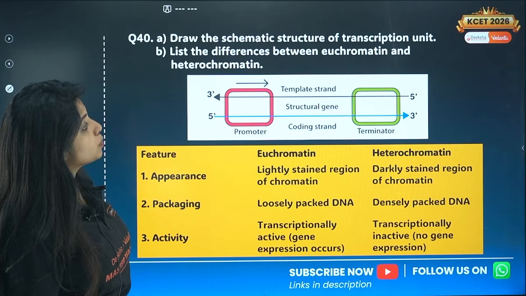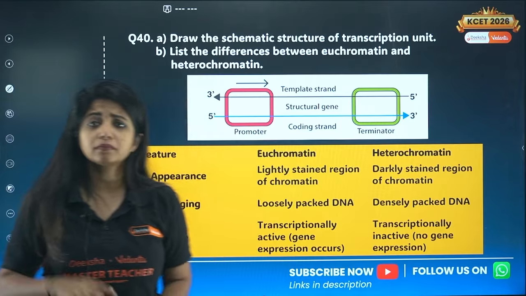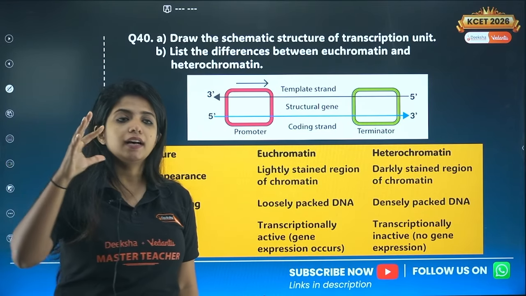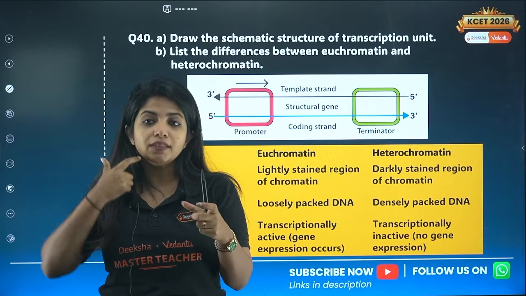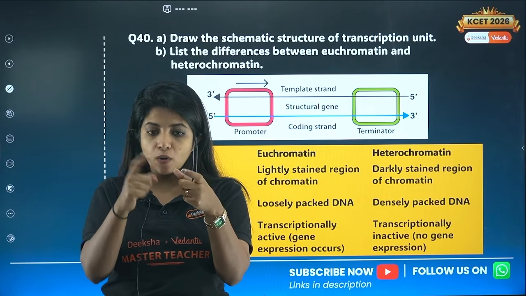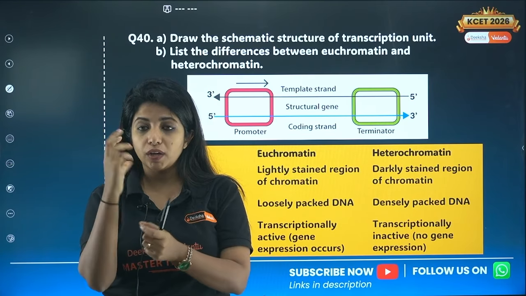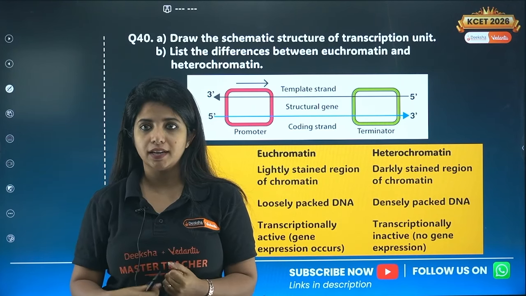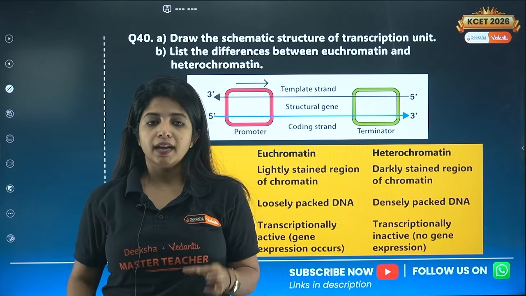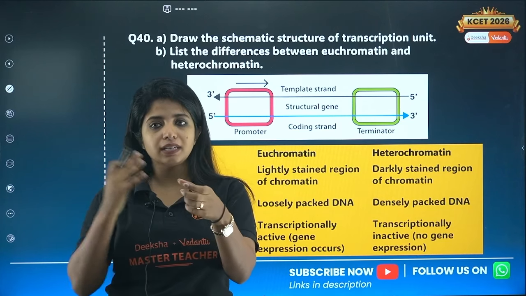Now you are asked what is the difference between euchromatin and heterochromatin. So euchromatin, my dear children, when you know how the DNA is wrapped around in the nucleus. DNA is wrapped around some histone proteins, which are rich in positive amino acids such as lysine and arginine. And the DNA is negatively charged, which is why it wraps around.